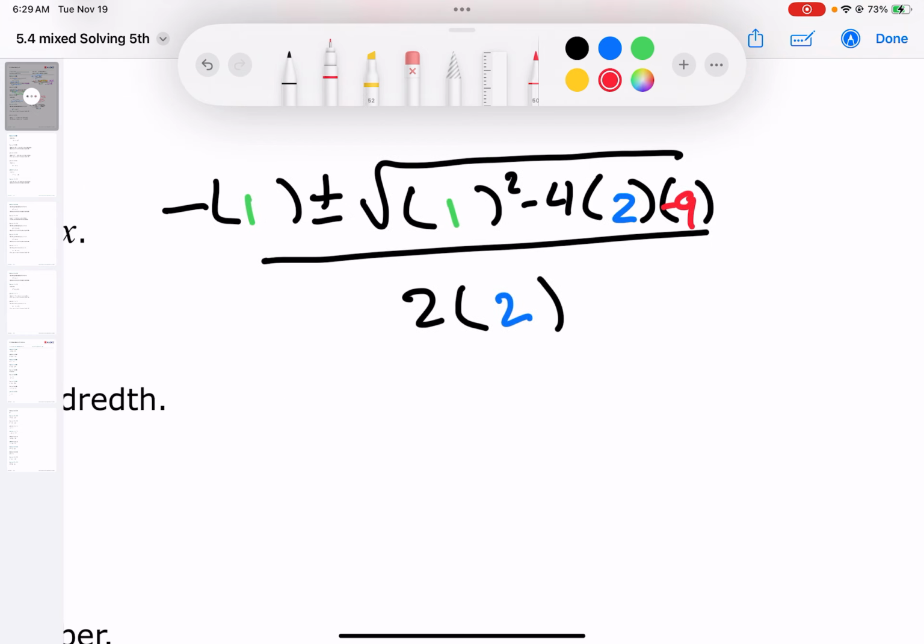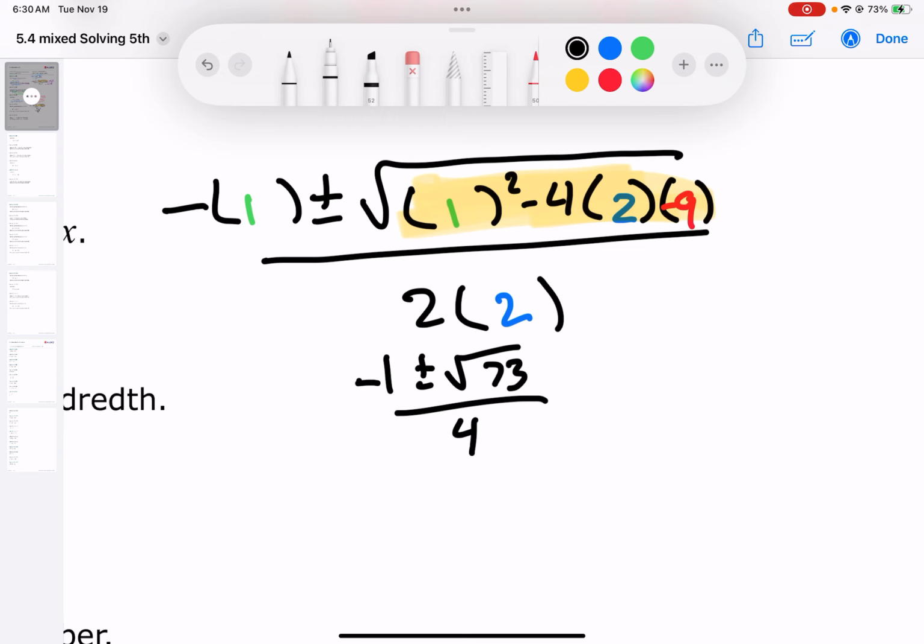I'm going to plug this highlighted section underneath the radical into my calculator. I'm going to get 1 squared minus 4 times 2 times -9. That gives me 73. So, -1, oh my gosh. Okay, -1 plus or minus the square root of 73 over 4.